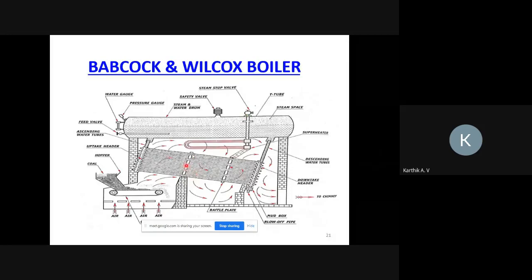This is the baffle plate. The baffle plate helps to distribute the heat properly throughout the pipes. This is the working principle of the Babcock and Wilcox boiler. Understood? Any doubt? Any doubt here?